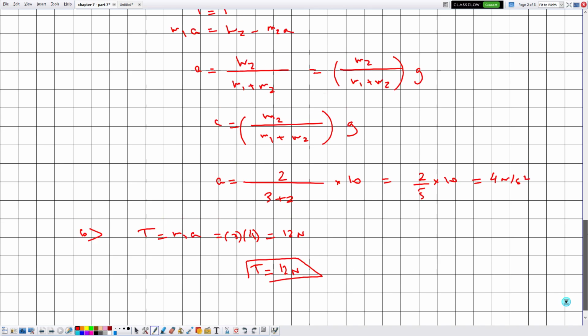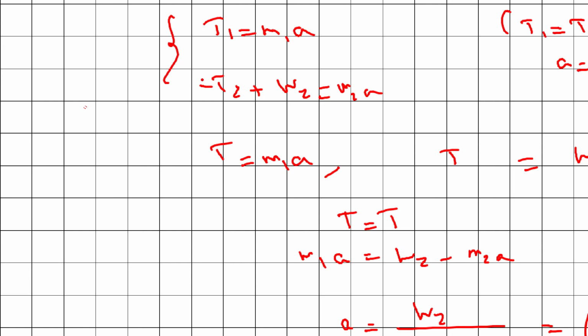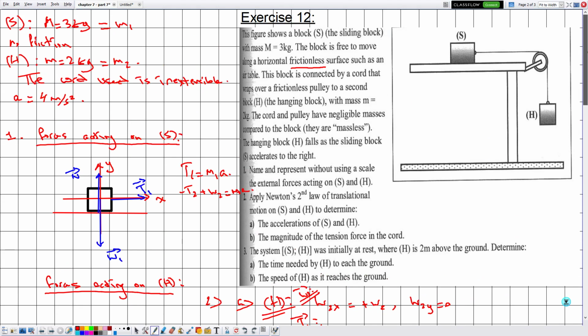And similarly, we can use this expression. So it's given by T is equal to w2 minus m2 a. So the value of w2 is 20 minus 2 times 4. So 20 minus 8, which is equal to 12 newtons, which is the same as this answer. So T is equal to 12 newtons. Now we are in part 3.